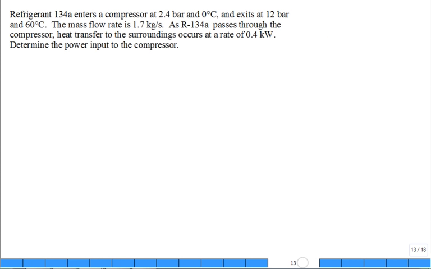Let's solve a problem. Refrigerant 134A enters a compressor at 2.4 bar, 0 degrees C, and exits at 12 bar and 60 degrees C, and the mass flow rate is given. So maybe I just draw it like this, and I'll say here's inlet state 1, here's outlet state 2, and I'm going to stay with the positive W dot CV out of the control volume, knowing that it's going to be a negative power. And I just try to organize all my information.